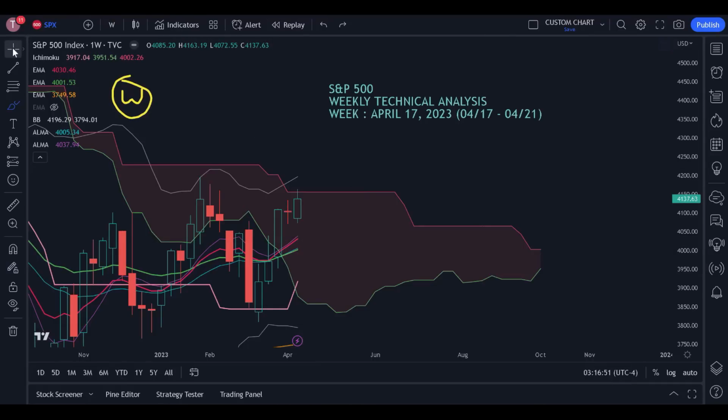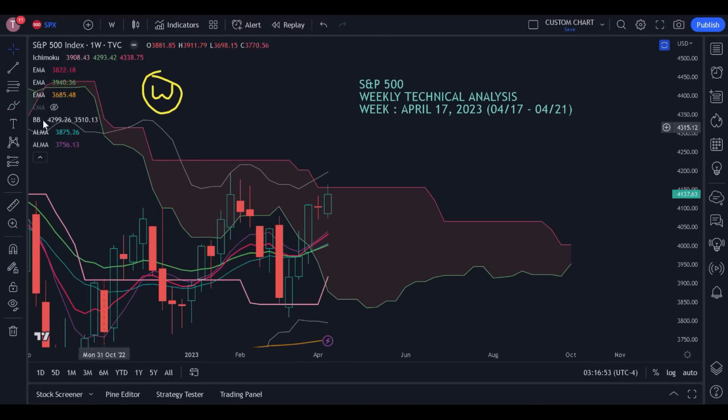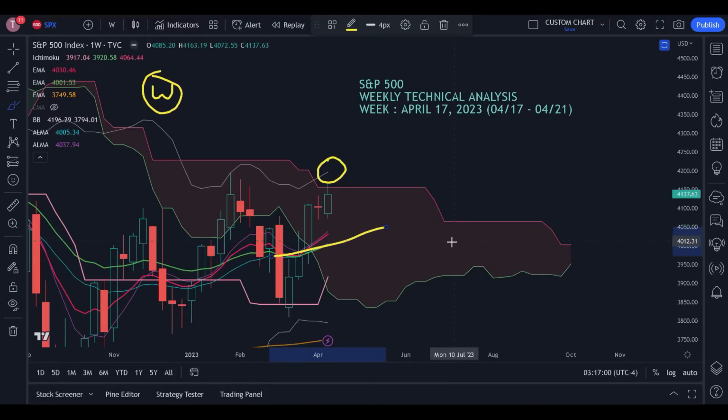Now let's do the technical analysis on this weekly chart of the S&P 500. At first the Bollinger Bands: this is the upper band of the Bollinger Band, this is the median. Because the S&P 500 has closed between the upper band and the median of the Bollinger Band, this means that the S&P 500 is bullish through the Bollinger Bands.